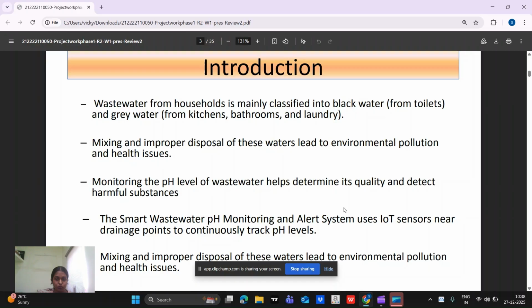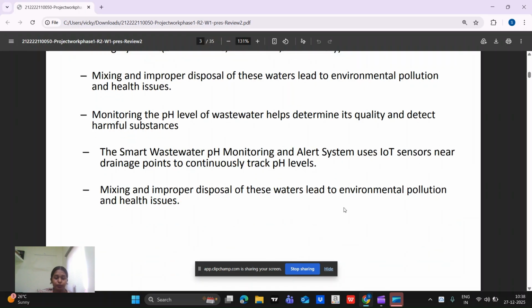Mixing and improper disposal of these waters lead to environmental pollution and health issues. Monitoring the pH level of wastewater helps determine its quality and detect harmful substances. The smart wastewater pH monitoring and alert system uses IoT sensors near drainage points to continuously track pH levels.